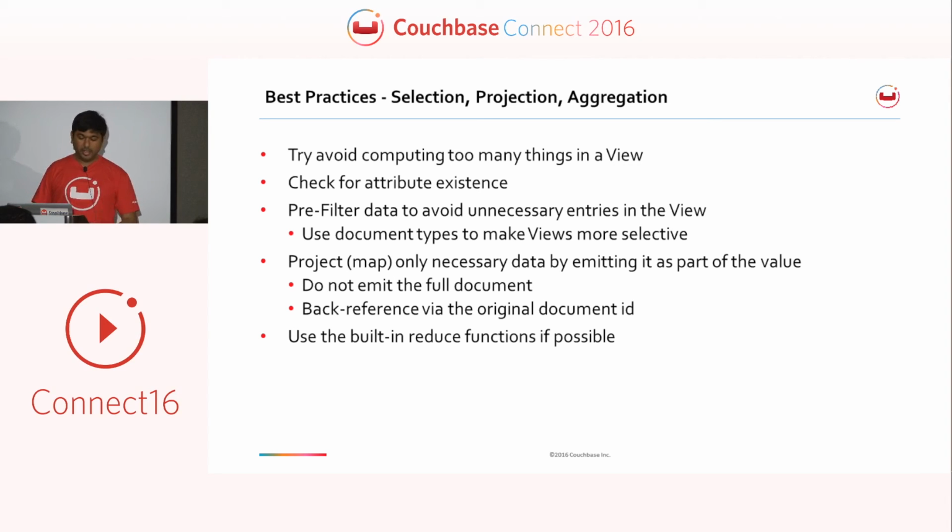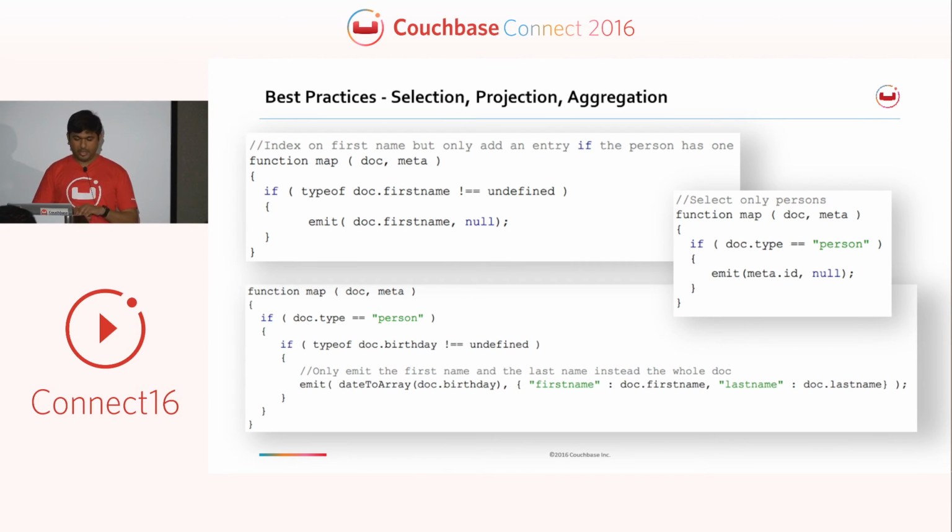Try to use the built-in reduce functions if possible. If I have to give an example, you can put a condition to see if a particular field exists. So I'm going to check the condition if the first name exists, and then emit the first name.